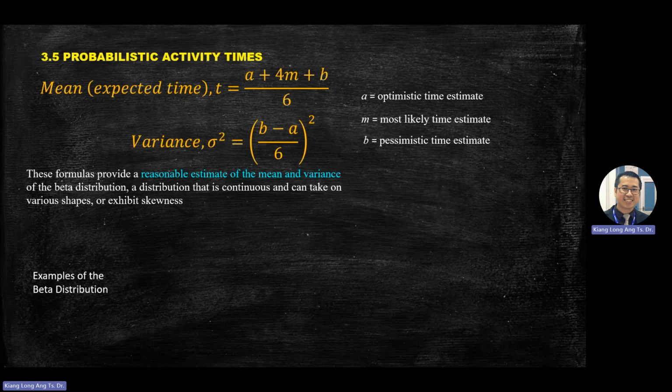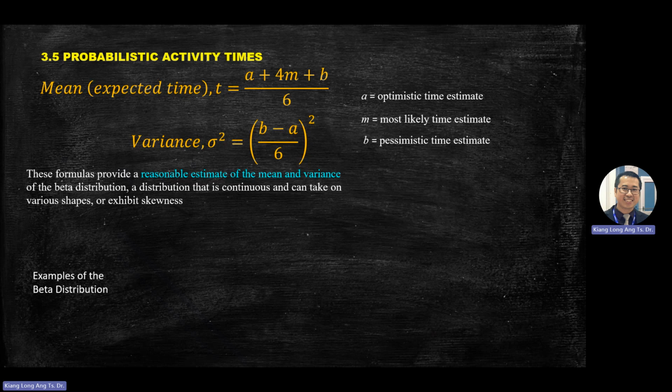What is a? What is b? B is pessimistic, a is optimistic. So why do we take b minus a? Because the pessimistic value is usually higher than the optimistic one. Maybe I put 3 plus there, this value is plus. Value means the time you estimate.